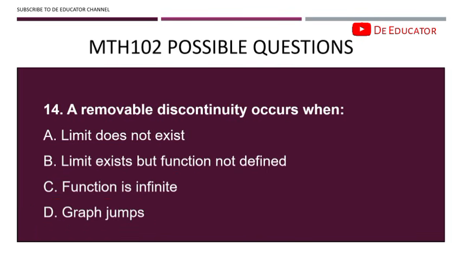A removable discontinuity occurs when... remember the previous question where we talked about continuity. A removable discontinuity occurs when the limit does not exist? No, the limit exists but the function is not defined. This is the answer. So when a limit exists but the function is not defined at that point, it is discontinuous. Please take note.